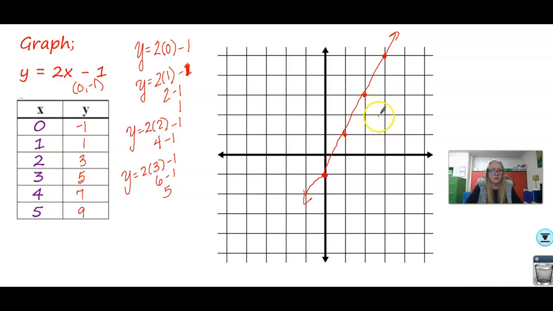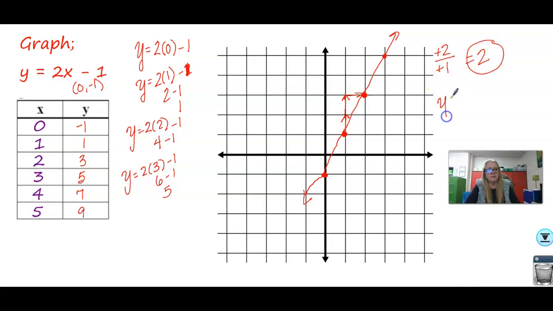Let me ask you two questions about it. First of all, what's the slope of this line? Well, how do we find slope? We go from a left point to a right point. All right. First thing we do is up or down. So this would be up 2. So up 2, and then right 1. So the slope of this line simplifies to 2.